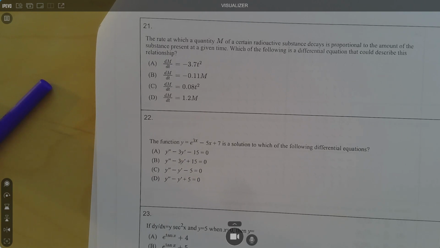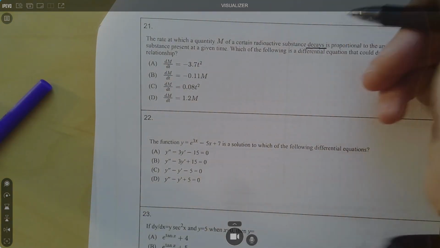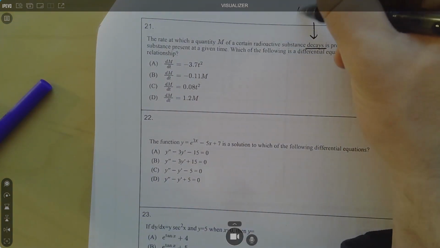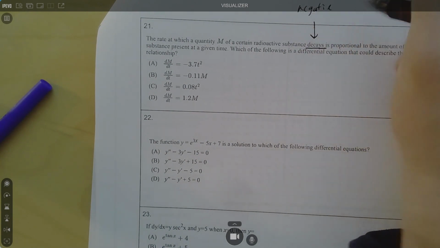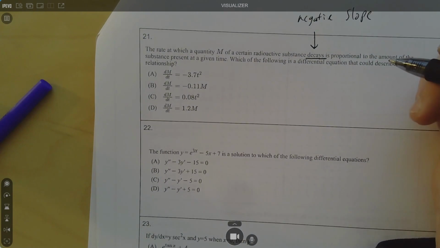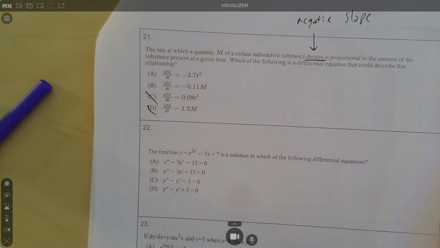Okay, so it's decaying. All right, decay is important here. So it's decaying, like you're losing stuff. So this must be negative slope. Like how could that be positive? I must be losing, right? So it must be negative. So we can eliminate C and D there.